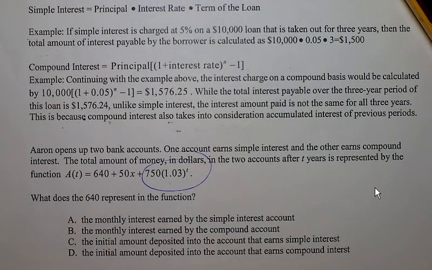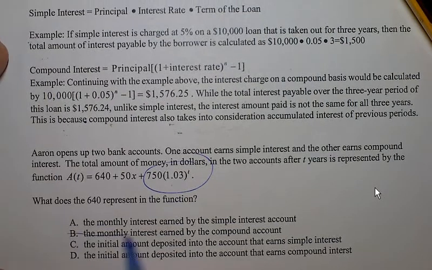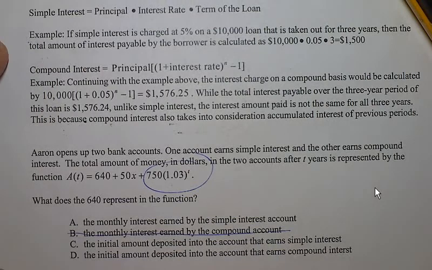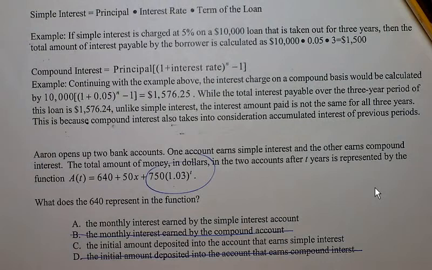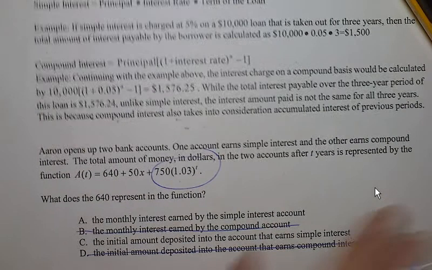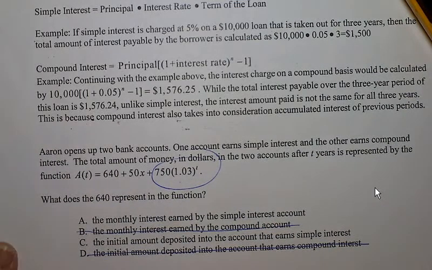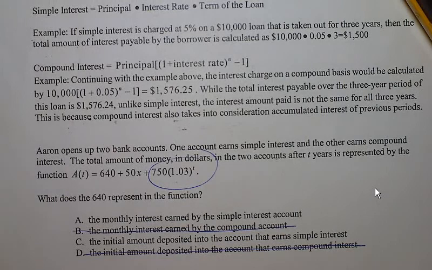Yes? Okay, and so they're asking, what does the 640 represent? What does the 640 represent? Well, let's first cross out anything that talks about compound interest. And I would say out of these 2, our 640 is going to represent, is it the monthly interest earned in simple interest, or does it represent the initial amount deposited?